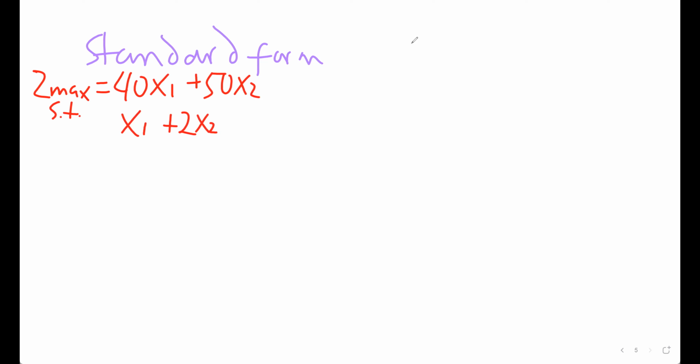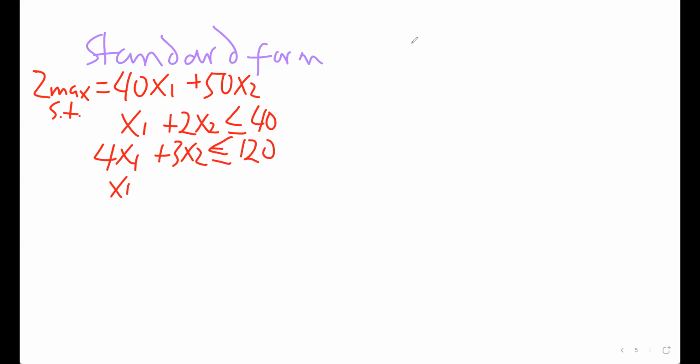Now, what is a non-standard form? Let me write it again. The non-standard form is where you have Z max equal to 40x1 plus 50x2. I'm repeating what we've done. Subject to x1 plus 2x2 less than or equal to 40, and then we have 4x1 plus 3x2 less than or equal to 120.